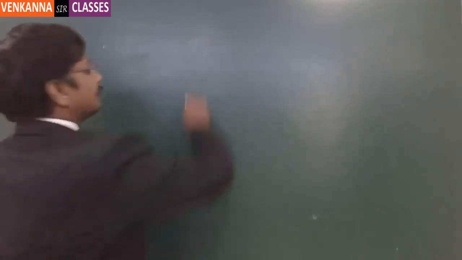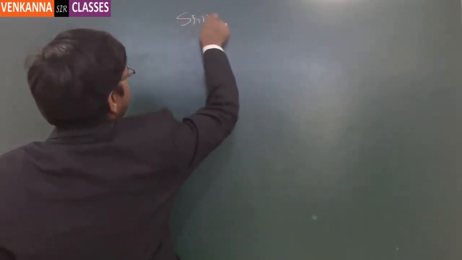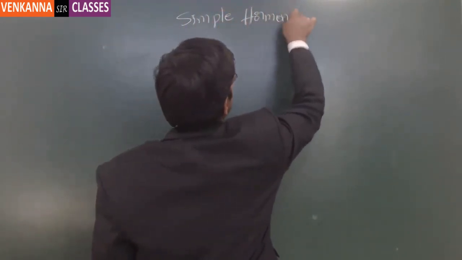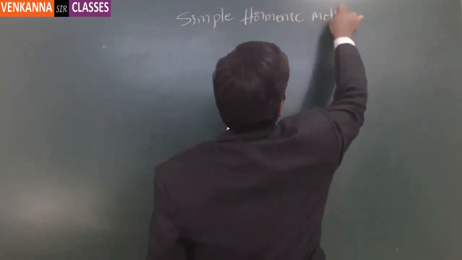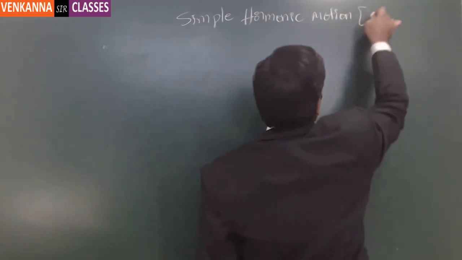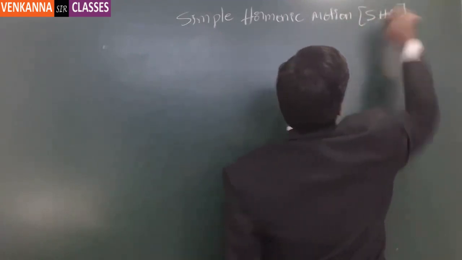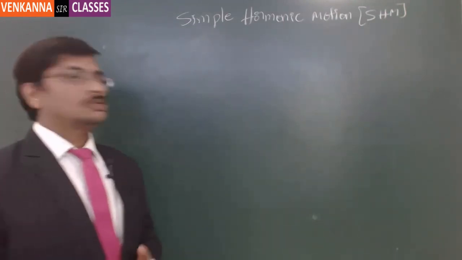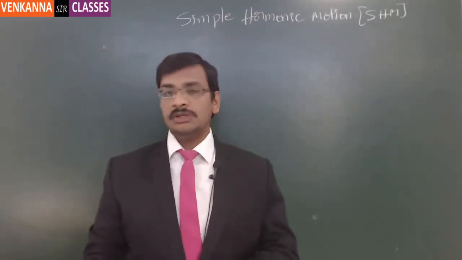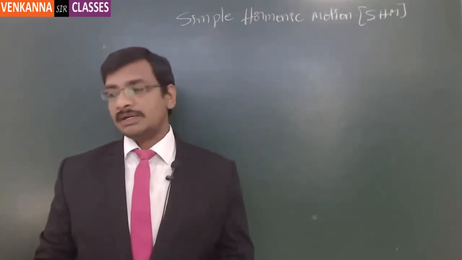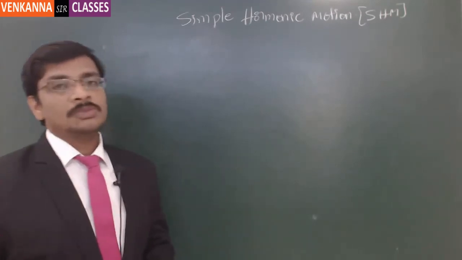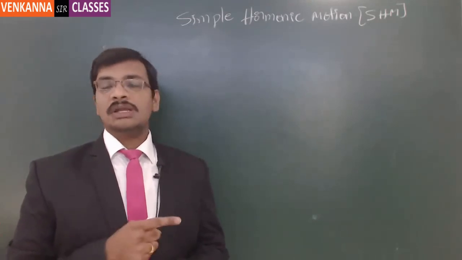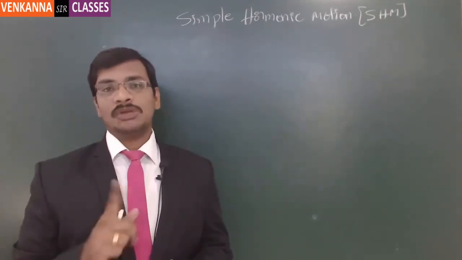Let's start with the simple harmonic motion. In short, it is called SHM. Got it? Okay. So the simple harmonic motion is also one form of rectilinear motion only. A motion in a straight line is called rectilinear motion. In case of simple harmonic motion, this is a specific case of rectilinear motion wherein the motion is in a periodic way, oscillating about a fixed point.